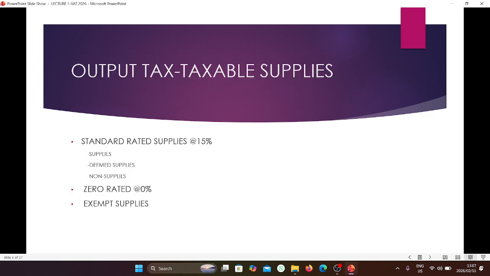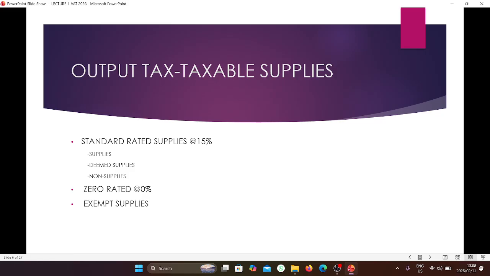And output tax, taxable supplies, right? Remember, as a VAT vendor, you are selling to your public, to your customers, right? And as you're selling to your customers, you are charging output tax on your goods. Why? Because you are a VAT vendor. When you are a VAT vendor, you charge output tax on your goods that you're providing to your customers, right?